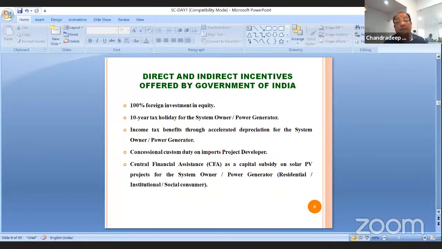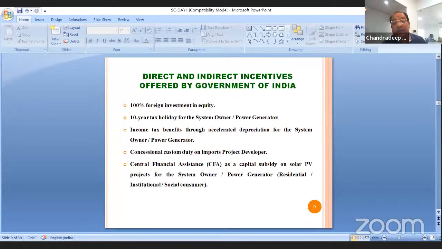Suppose my friend Dr. Lone wants to install a 2 kilowatt grid-connected solar power project on the top of his home. So the normal cost, I'm not telling you the exact cost, the normal price will be 35,000 to 40,000 per kilowatt. So 2 kilowatt comes to around 70 to 80,000. So you will get a 30% benefit from the local MEDA.